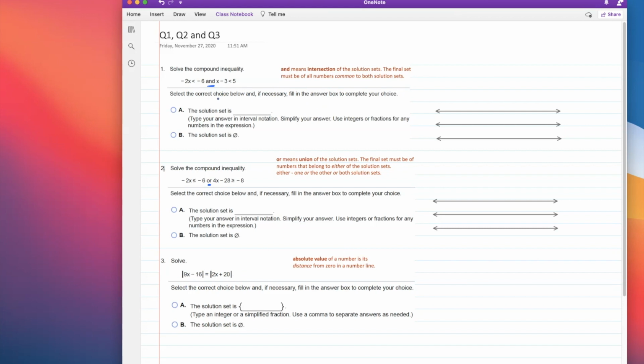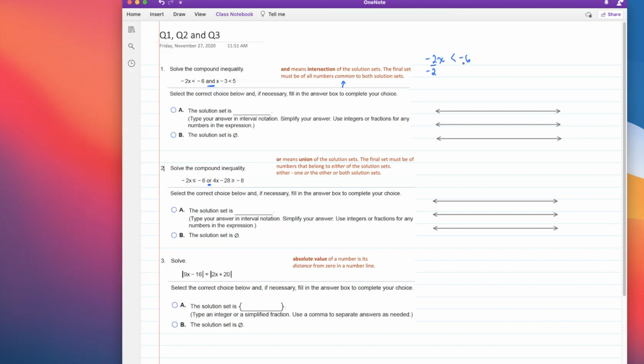When I have 2 inequalities, I solve each one independently, and then I look at the and. The meaning of the and is the intersection of the solution set. So I just want what is common to both of them. And then I start here, negative 2x has to be less than negative 6. What is the value that x must be? So I have to solve for x.